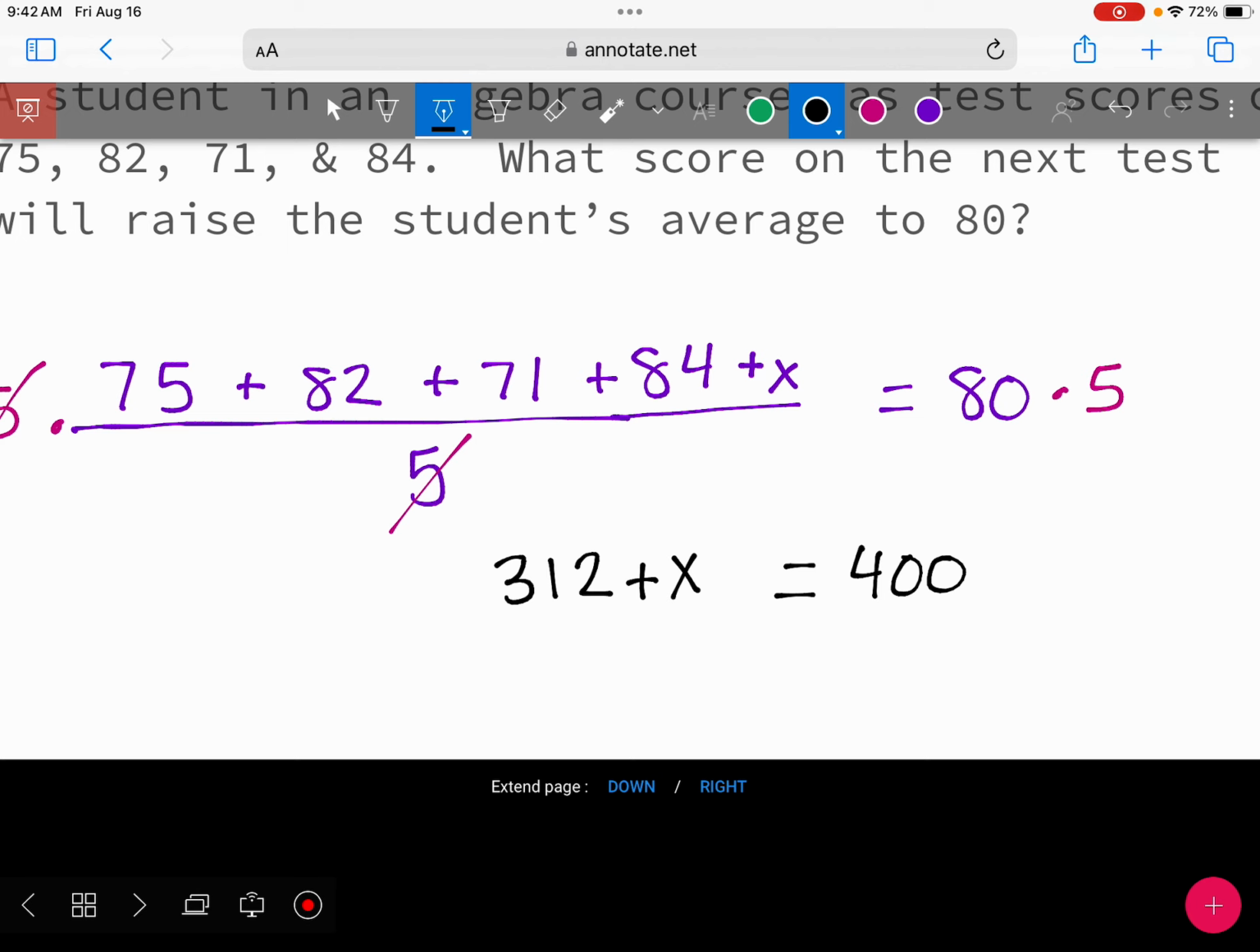So, how do I get x by itself? Subtract. So what do they need to get on the next test to get an average of 80 in the class? An 88. Okay? So a lot of times on this, the hard part is doing the arithmetic without the calculator and the writing of the equation. We're going to practice more with these, but it's the same kind of vibe.